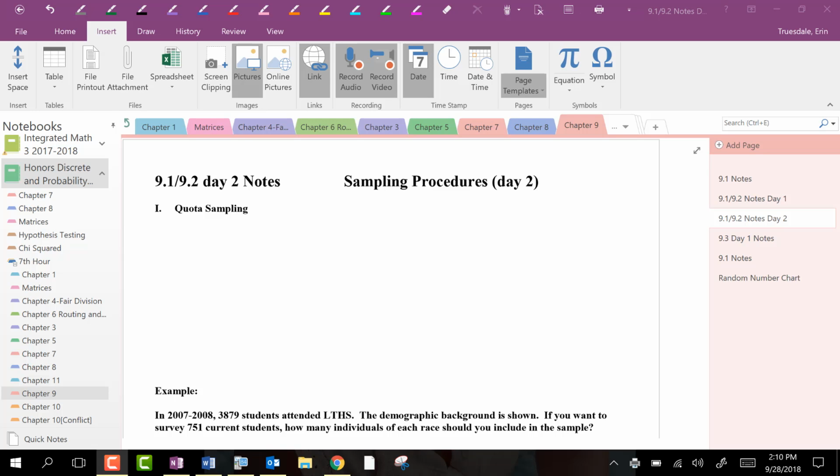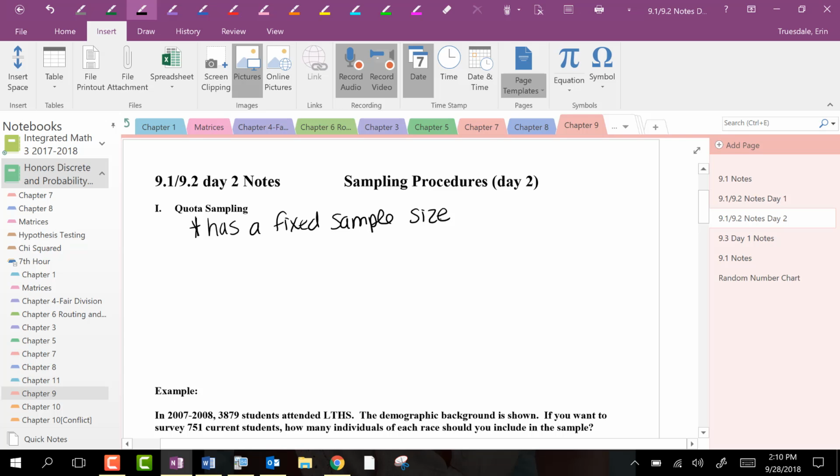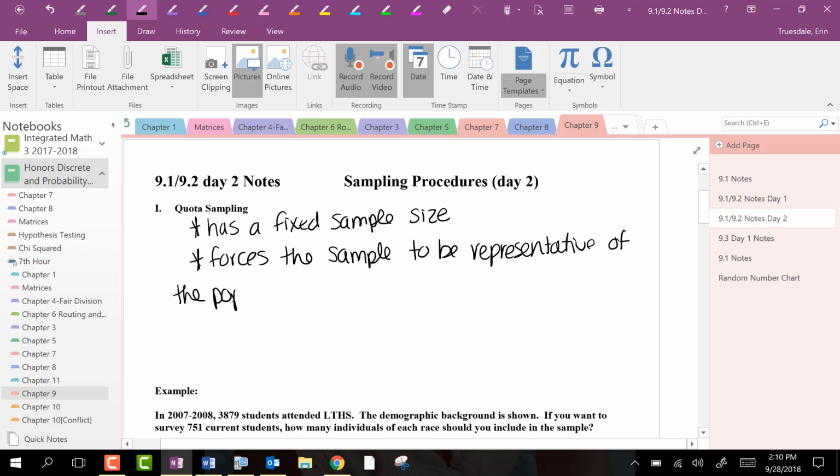Okay, so the first one is quota sampling. The main things about quota sampling are that it has a fixed sample size, and that it forces the sample to be representative of the population for some variable.